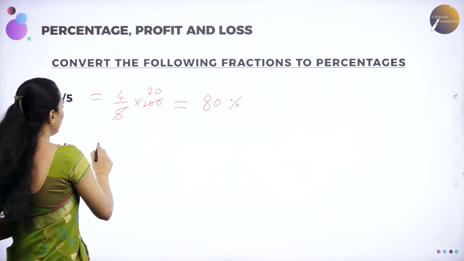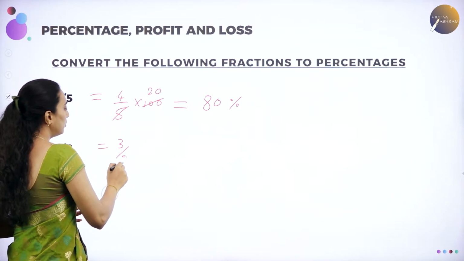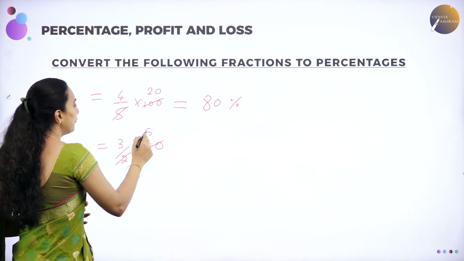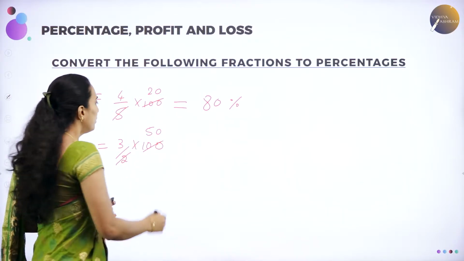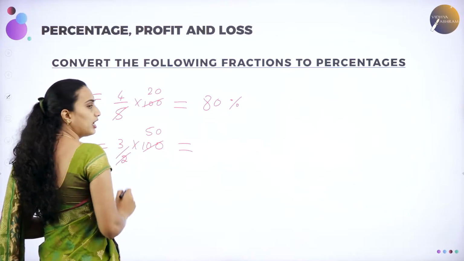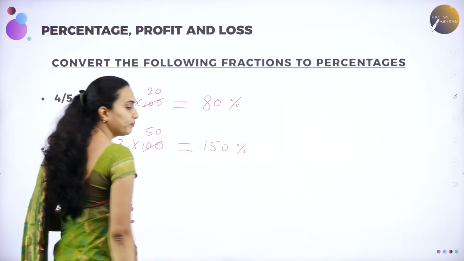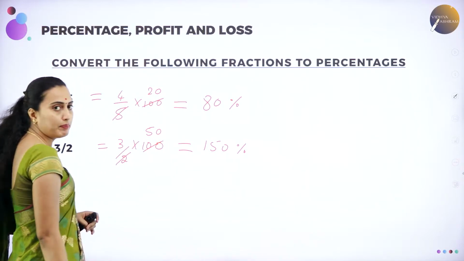Let me convert that 3 by 2 here. 3 by 2 into 100. Now you already know 2 50s are, which is nothing but 100, which will be equal to, now 3 5s are 15, which is 150%. Okay. Similarly, you are going to have 1 by 4.